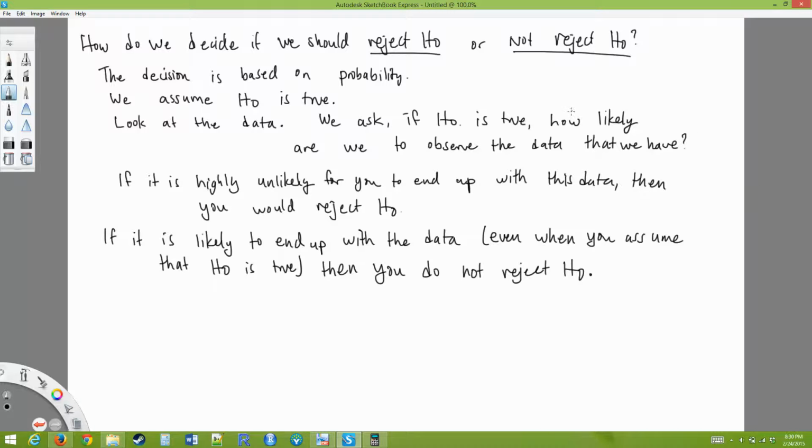And this is how we make our decisions. So what does this all mean? Okay, so let me just bring it back to the criminal trial, okay?